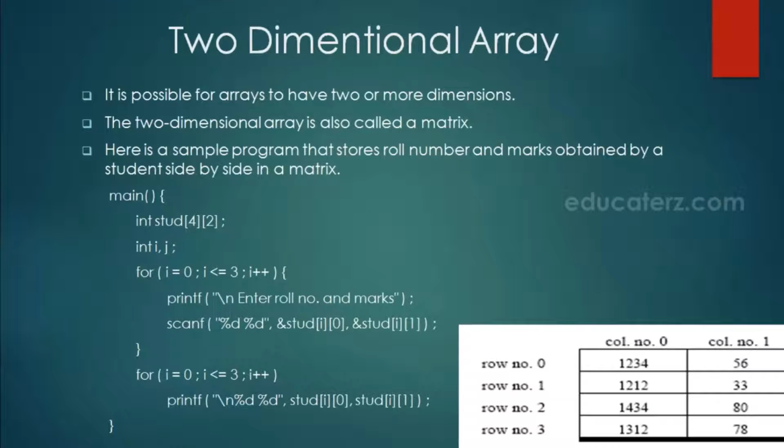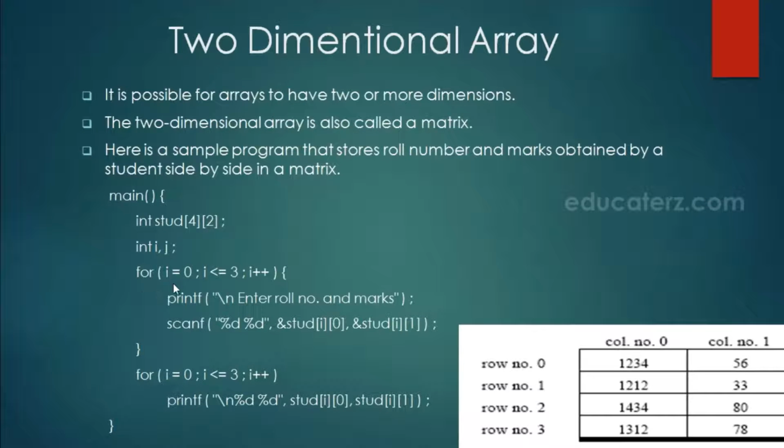Now we can even have a two-dimensional array. So two-dimensional arrays are also called matrices. Now here is a sample program that stores roll number and marks obtained by a student side by side in a matrix. We have declared an array which is a two-dimensional array which has 4 rows and 2 columns.